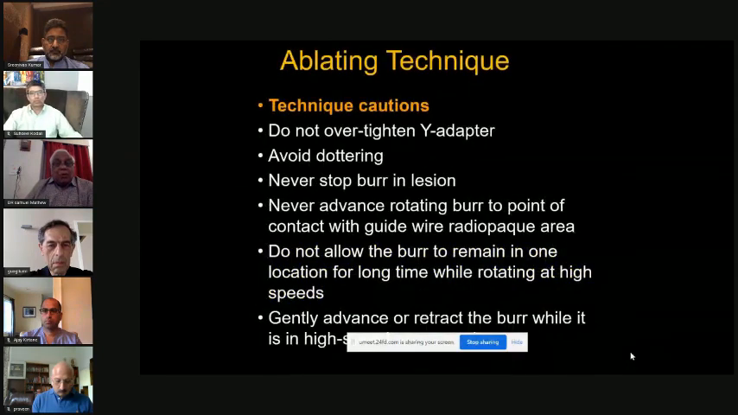Ablating technique, now I know all of us have changed our technique, and just to mention a few points, over-tightening of the Y adapter creates a lot of issues because that can damage the whole system, and never advance a rotating burr to a point of contact with the guide wire radiopaque area. This is just to remind some of the youngsters.